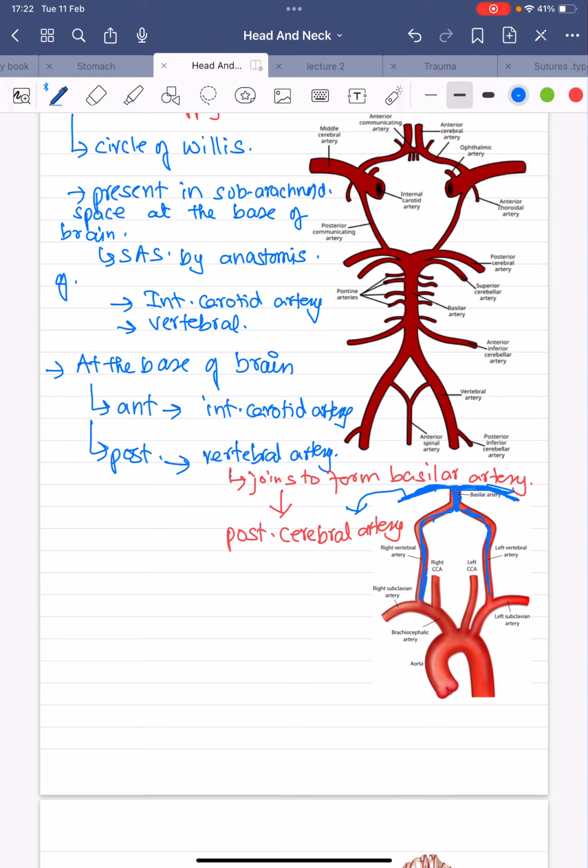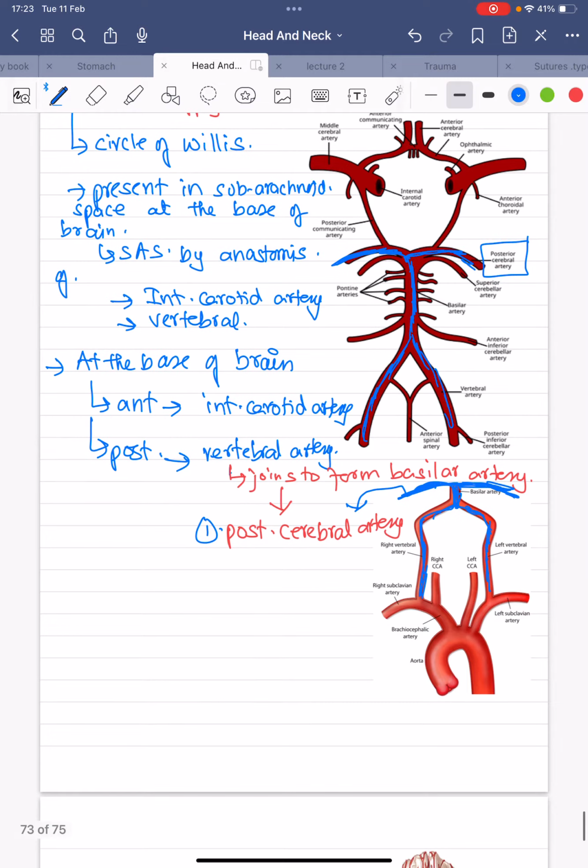In this diagram, these are the vertebral arteries joining together, forming the basilar artery, and then it forms this artery. This artery is known as the posterior cerebral artery. Okay, so this is one point.